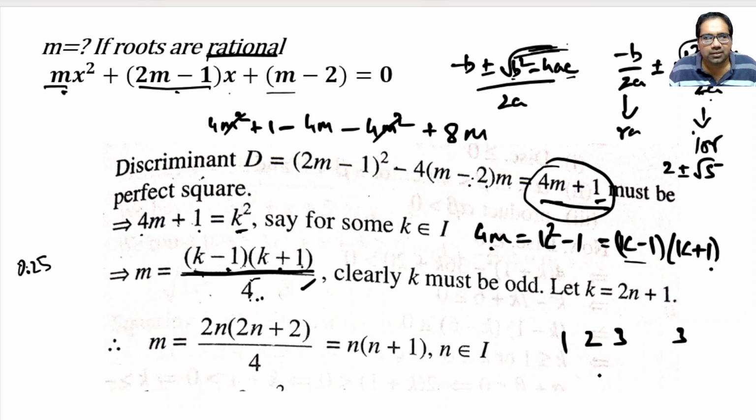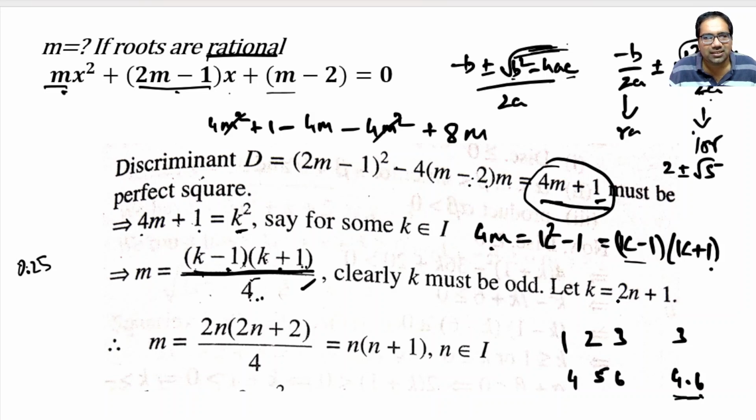If you take k as 5, then this becomes 4 and 6. 4 into 6, these are two even numbers. So k minus 1 and k plus 1 automatically mean k has to be an odd number. If it is an even number, then k minus 1 is odd, k plus 1 is also odd, the product will be odd, and odd by even is not an integer, right? So k has to be an odd number.